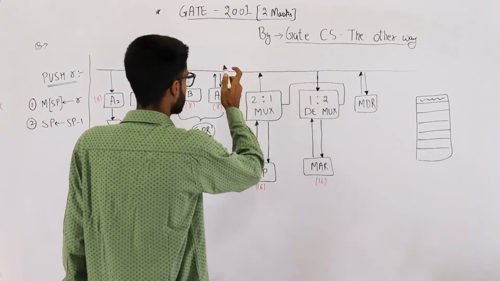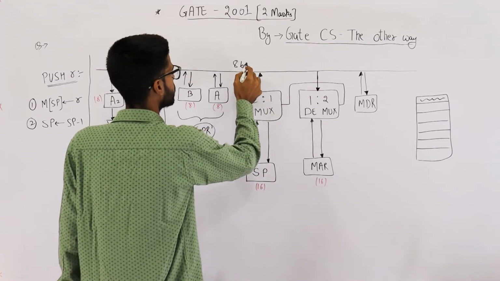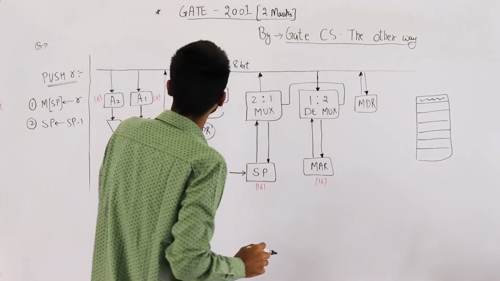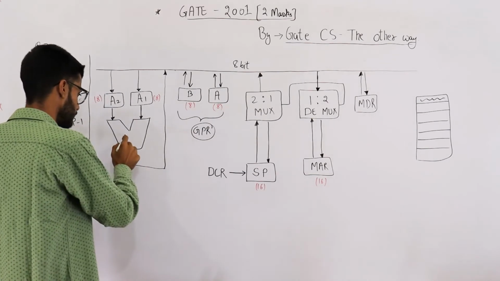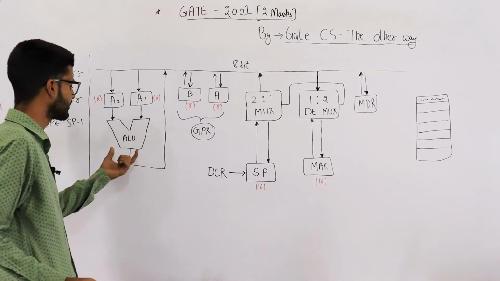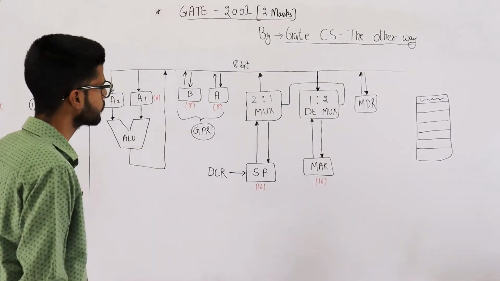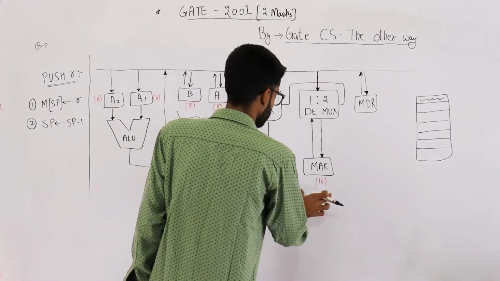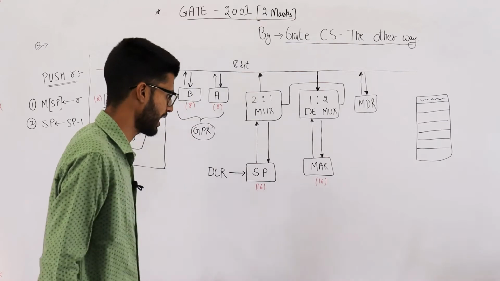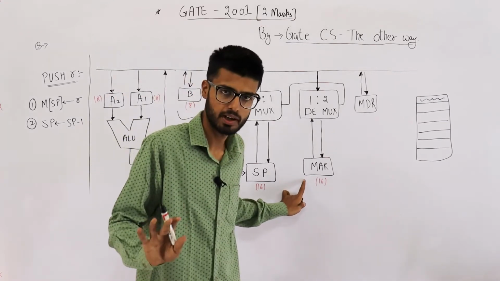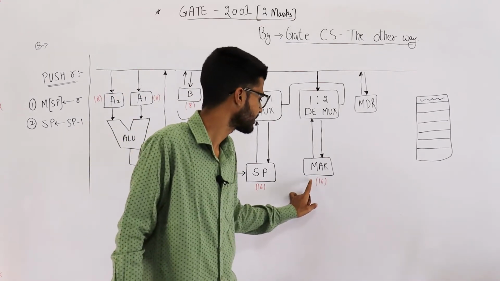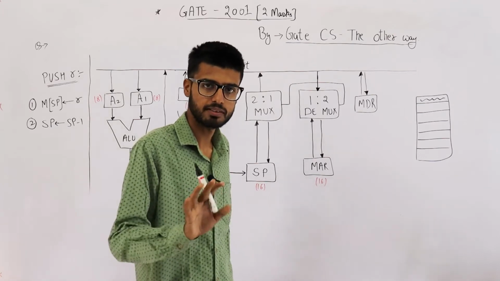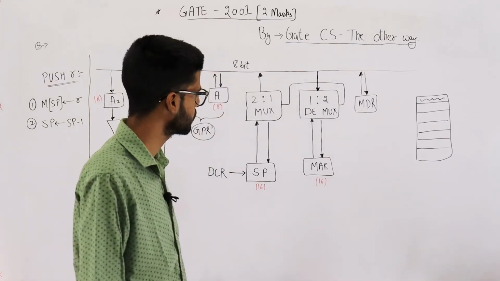Secondly, the bus is 8-bit. This is an 8-bit bus, which is given in the question. Thirdly, the ALU is 8-bit. Okay, this is also given in the question. Now what's up with these two registers? Why are they 16-bit? First of all, MAR is the memory address register. This is a 16-bit register. That means our memory address is a 16-bit value.